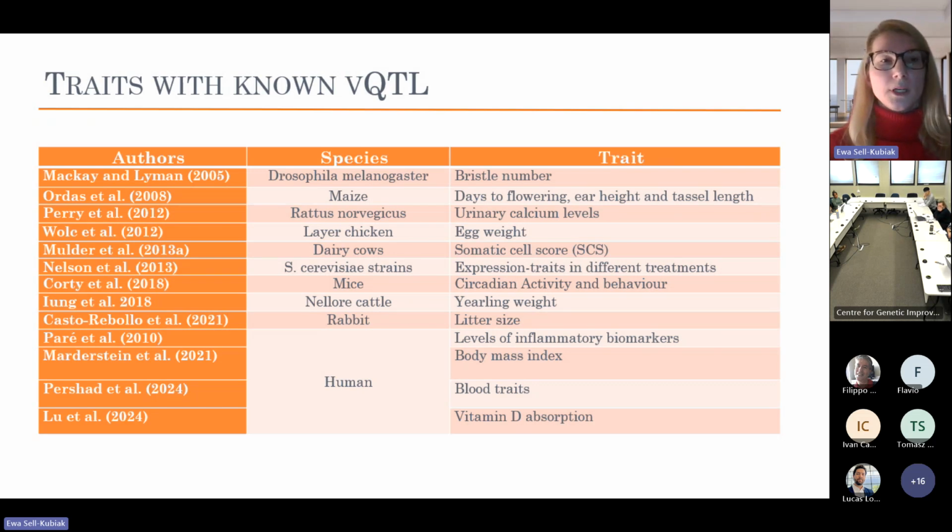So I knew about the study on inflammatory biomarkers, but there is also a follow-up study on body mass, but also blood traits and absorption of vitamin D in humans. That is all having detected clear VQTLs for the variation between humans in those different traits. So clearly, it's very interesting not only for the animal breeders, so in livestock, but also in human studies. It becomes an interesting aspect.